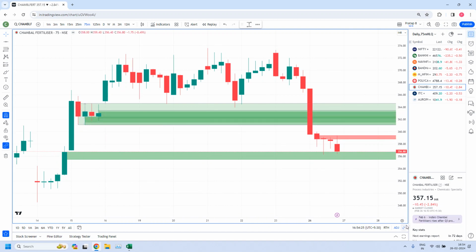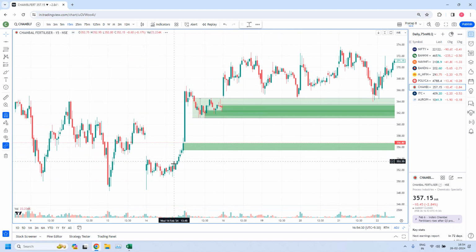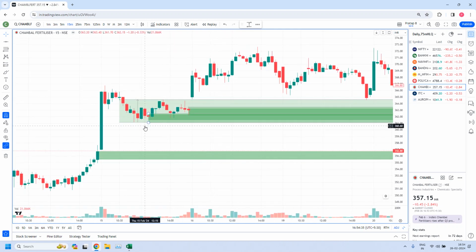Okay, in this 75 minutes zone, we have 15 minutes zones, 2 15-minute zones. This is the drop, base, rally. This is the one zone, but this is already tested. So tested zones are mostly violated. Just from our learning point of view, I am showing you.